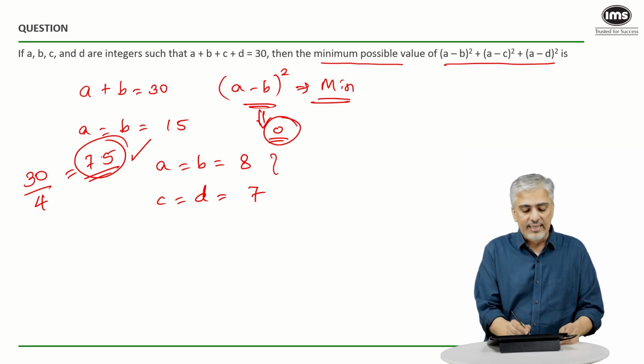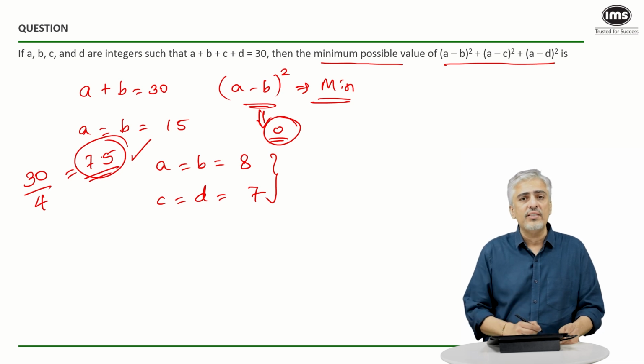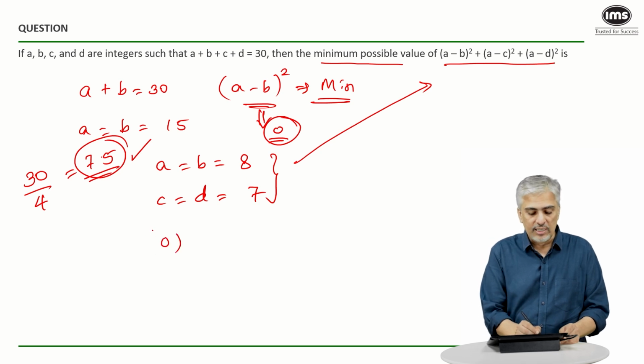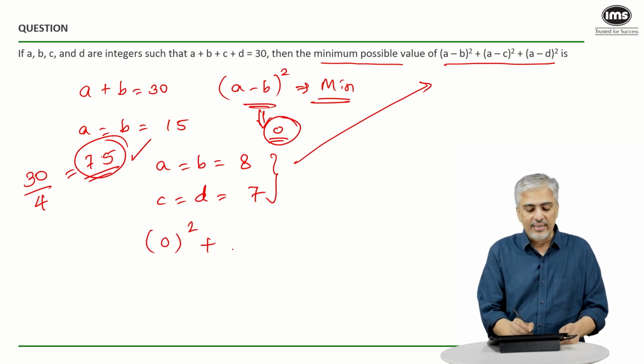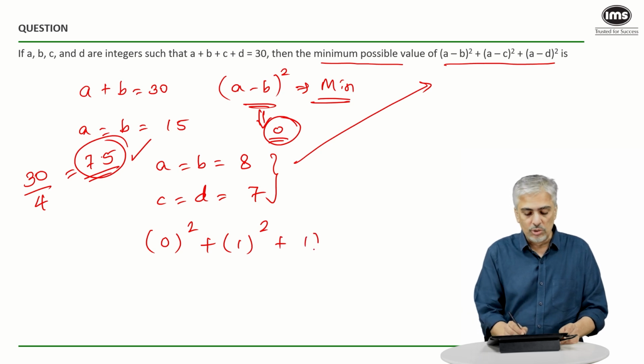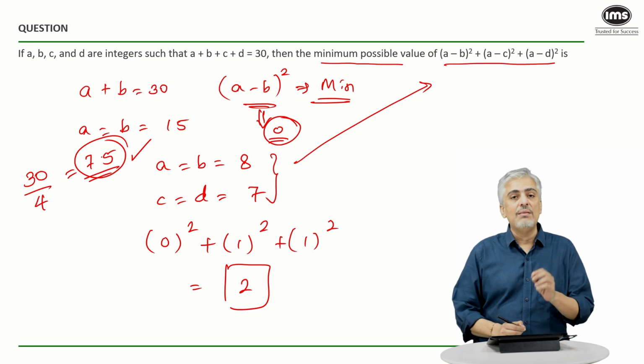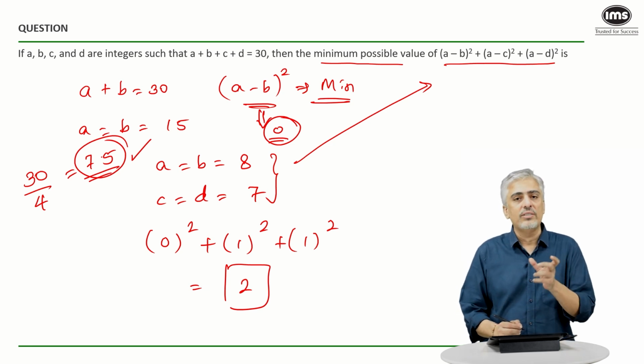Right? So now take these values and just put them in the expression which we want. So what have we got? (A minus B) the whole square: A minus B will become 0, 0 square is 0. A minus C will be 1, so 1 square, and A minus D will also be 1, so 1 square. The answer will be 2. And that is the minimum value of this expression.